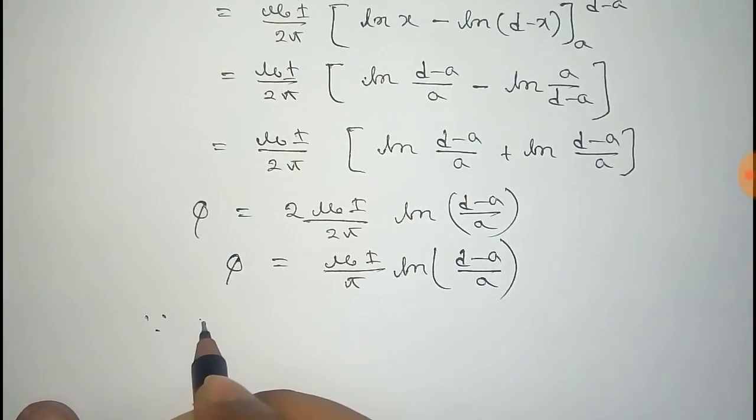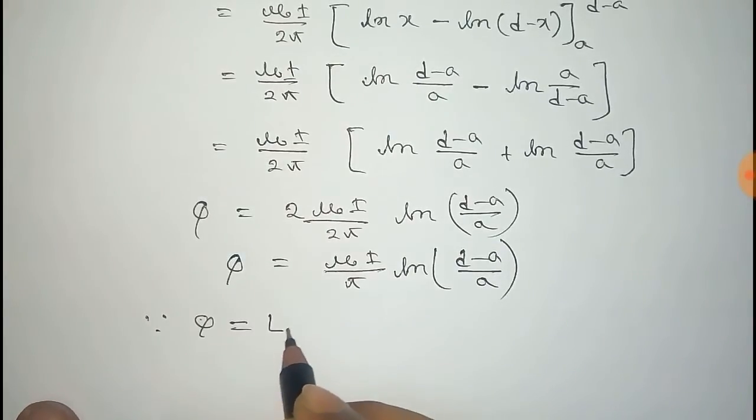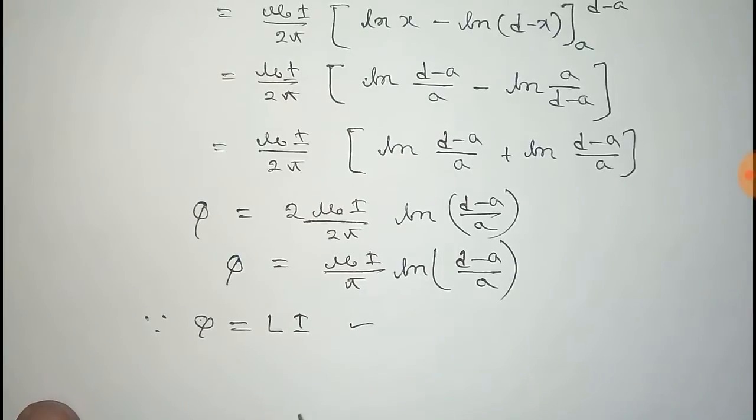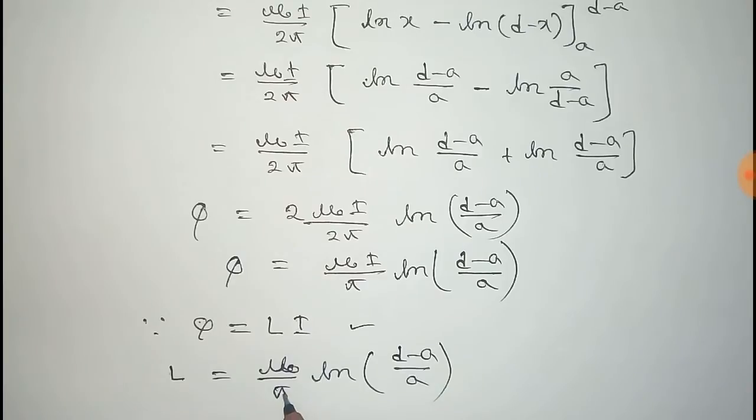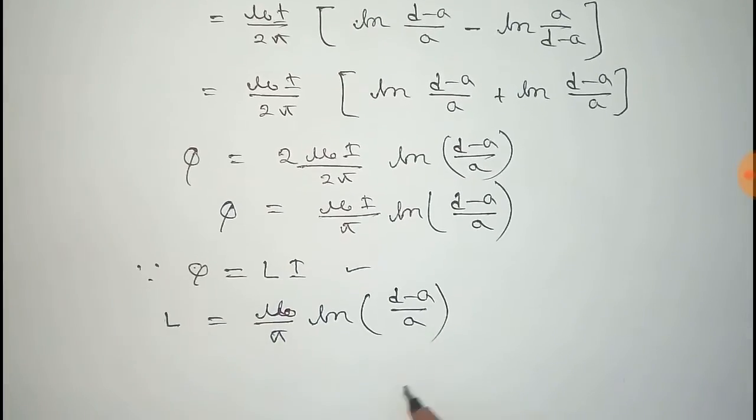And from this we know that phi is equal to L into I, where L is the self inductance. So comparing with this, we get that L is equal to mu naught by pi log of (d minus a) by a. Thus we get the self inductance due to parallel wires.